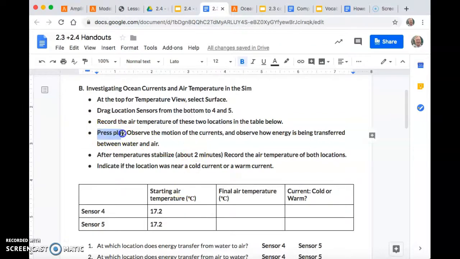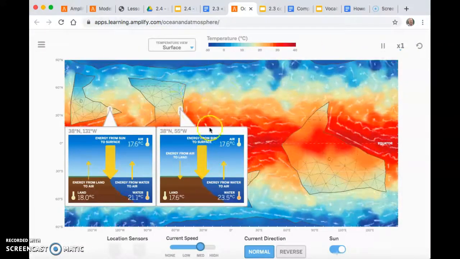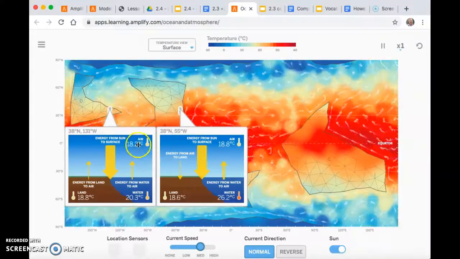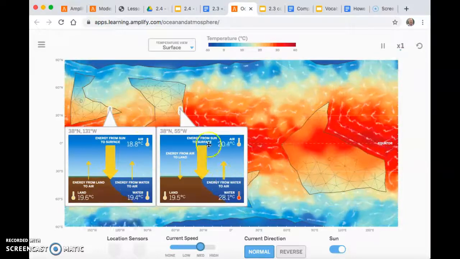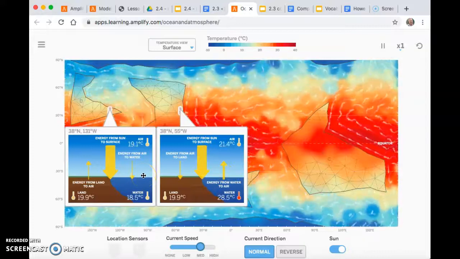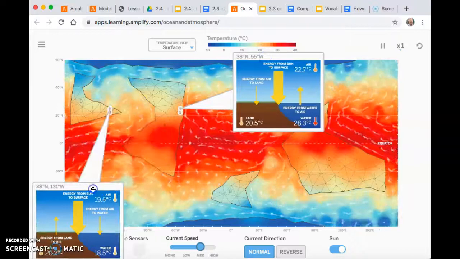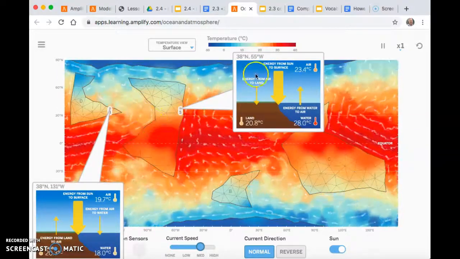Then our next step says press play, observe the motion of the currents, and observe how energy is being transferred between water and air. So I'm going to press play. I can see the currents are moving around. I'm looking at what's happening to the temperature of the air, the temperature of the land, and the water, and especially what direction energy is transferring at each place. So think about where the currents are coming from that are going by each place, and how is that affecting it?